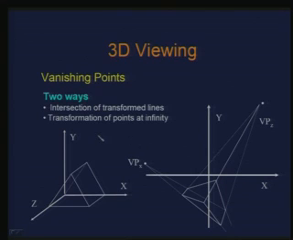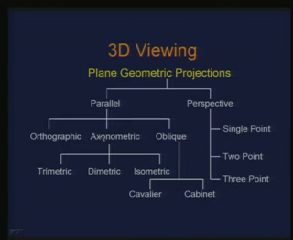Now let us do a total recapitulation of what we have seen in various kinds of transformation for 3D viewing, particularly referring to the viewing transformation. We have basically looked at two major categories of transformation, the parallel projections and perspective projection. Within parallel projection, we had orthographic projection, axonometric projection and the oblique projection.